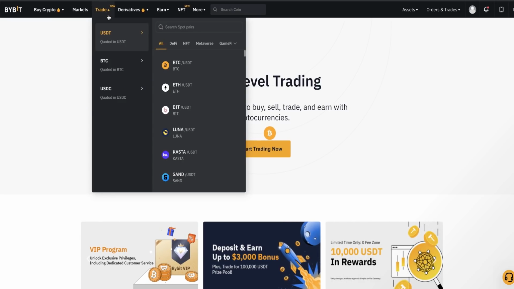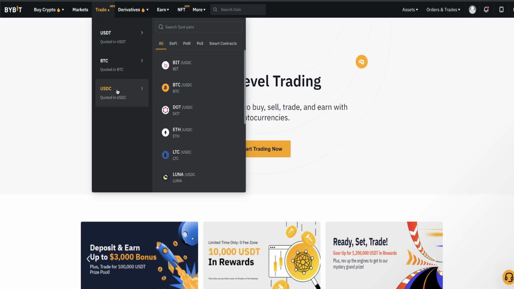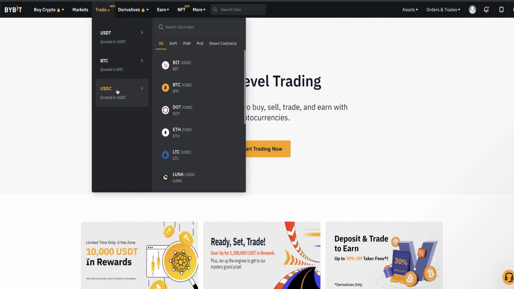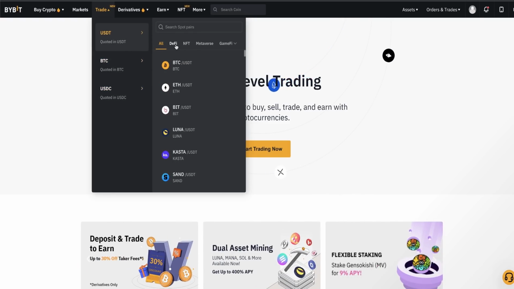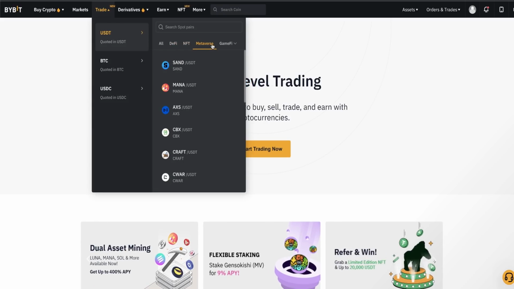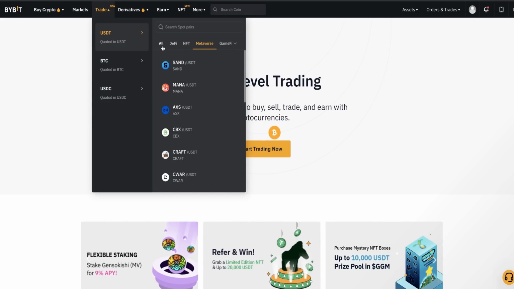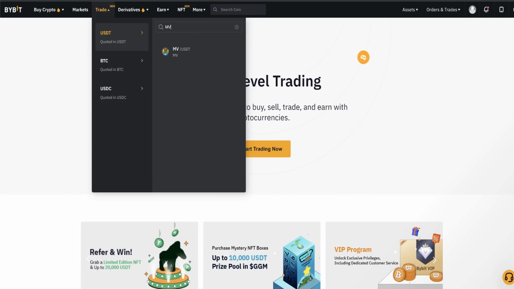So if you click on the trade tab, you'll see USDT markets, Bitcoin markets, and USDC markets. So this is coin versus dollars, coin versus Bitcoin. You get the idea. You see here as well, we've got them broken down into categories. So for example, you can find just the DeFi coins, just the NFT coins, just the metaverse coins, just the GameFi coins, etc., etc. So there's lots of different stuff here. We're actually going to type in MV.